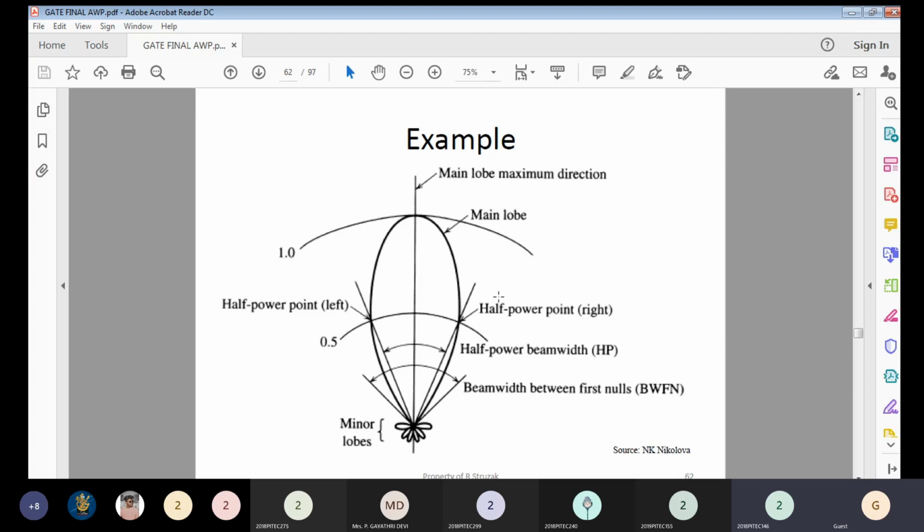For the major lobe, we have two types of beam width: half power beam width and first null beam width. First null beam width is measured from null to null. Can you see this area? This area is called first null beam width. How do we find the half power beam width? From the maximum radiation, we take the 3 dB points. The two points cut the major lobe, and that area is called the half power beam width. Here we have the half power point left and half power point right. This is the area of half power beam width, and this is the area of first null beam width.